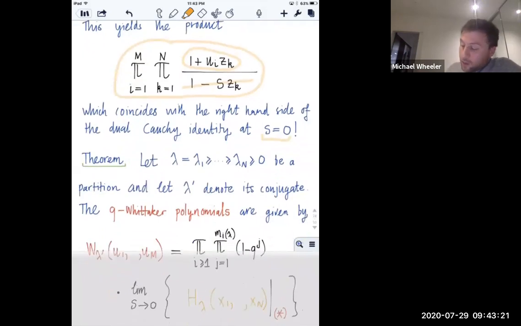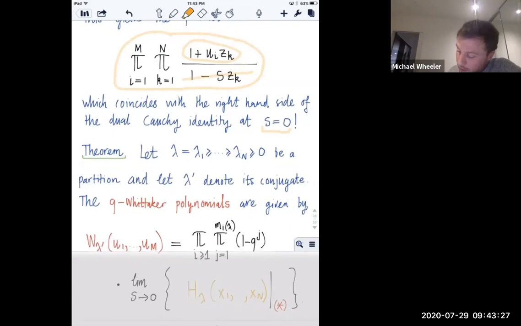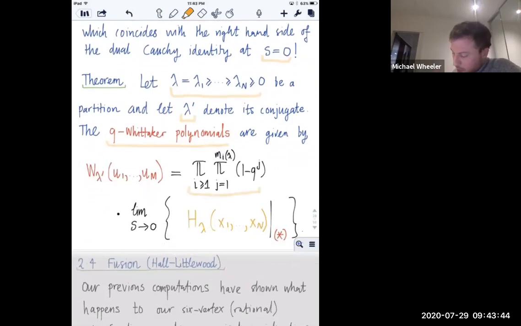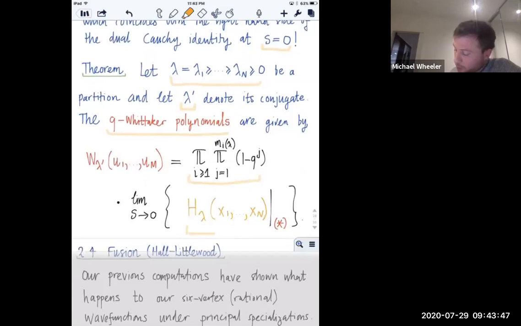So the result of doing that little computation is that we actually get a theorem. The theorem says that if we take some partition lambda and denote its conjugate by lambda prime, then the q-Whittaker polynomials are given, up to some normalization which is not too important, by taking a Hall-Littlewood polynomial, performing the specialization with the red star, and at the end of the day, very similar to what we saw previously, sending s to 0. If we do this, we will get the q-Whittaker polynomials.